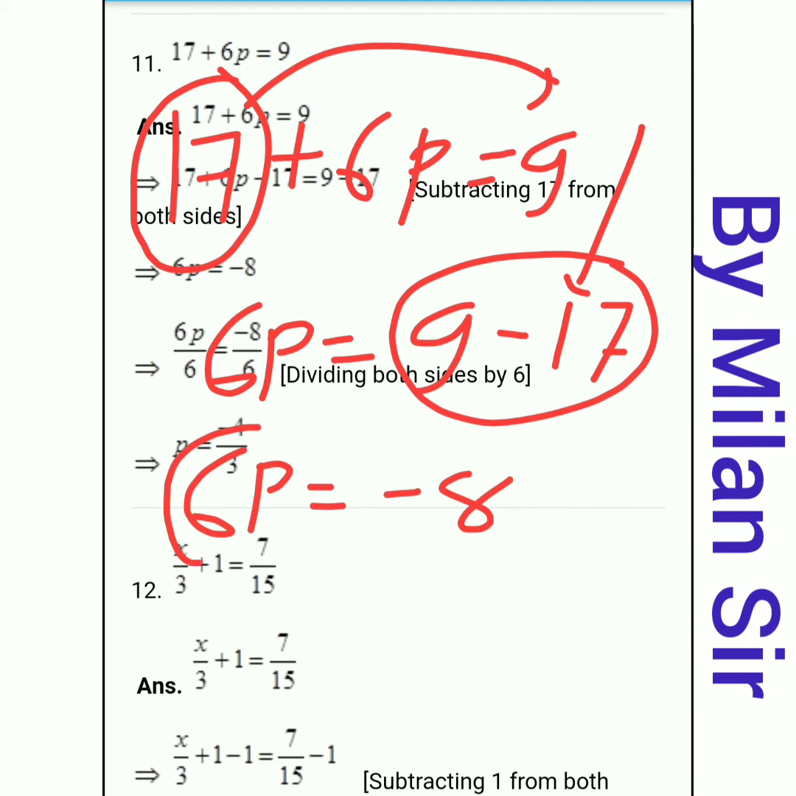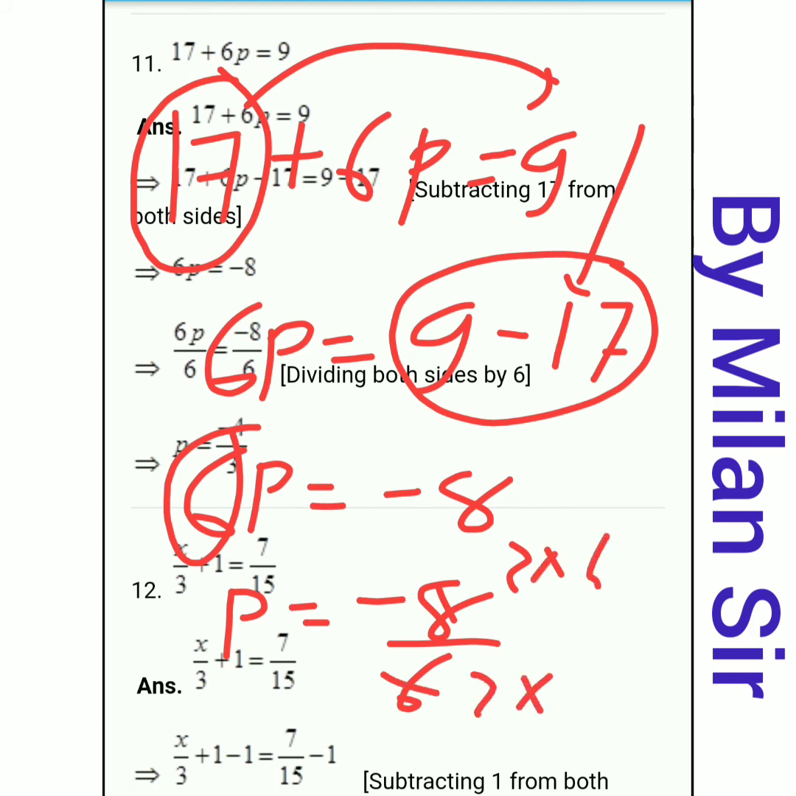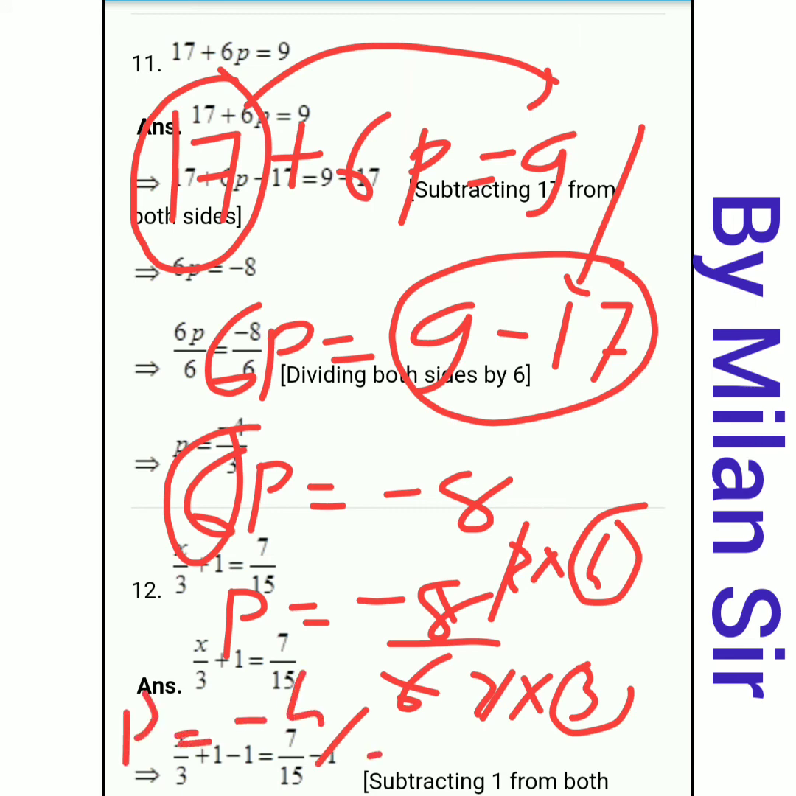Now we can transfer our 6 to the right hand side. So p is equal to minus 8 by 6. Right, 6 goes to the division. Now we can simplify this. That means 2 4s are 8 and 2 3s are 6. 2 2 cut. So 4 by 3. And before that we have the minus sign. So minus 4 by 3. This is our answer. Okay, p is equal to minus 4 by 3.